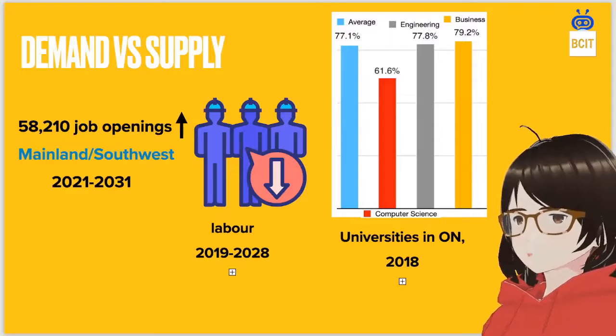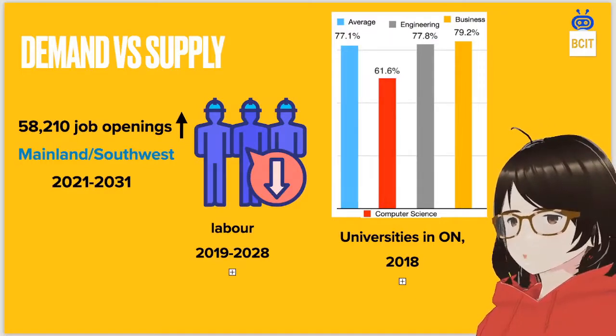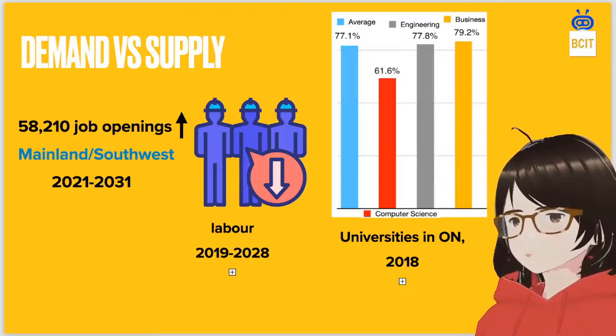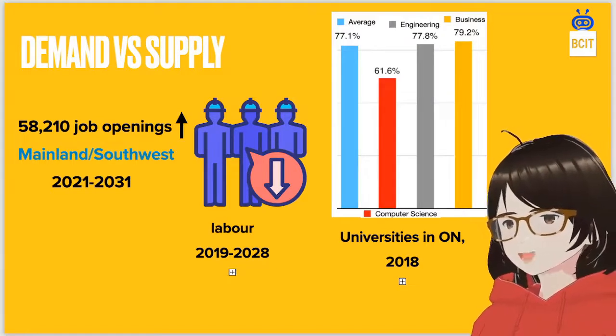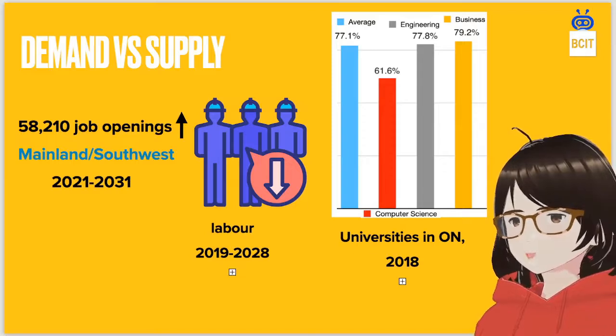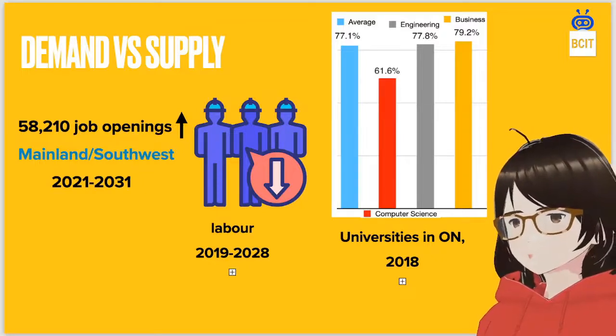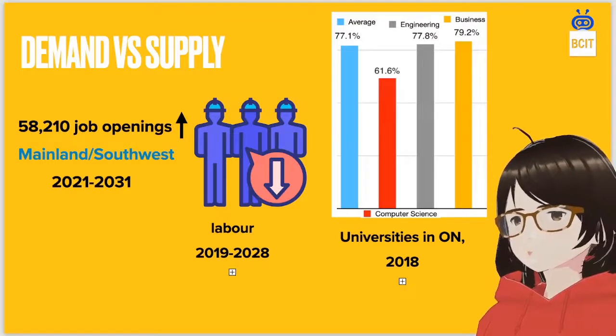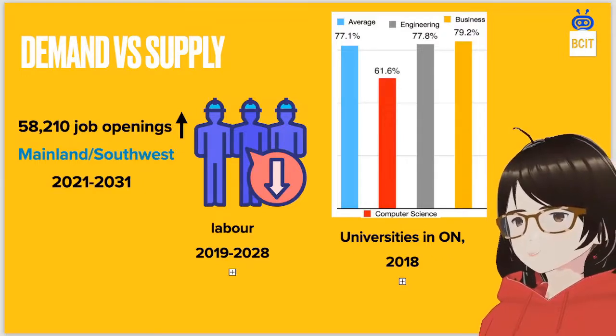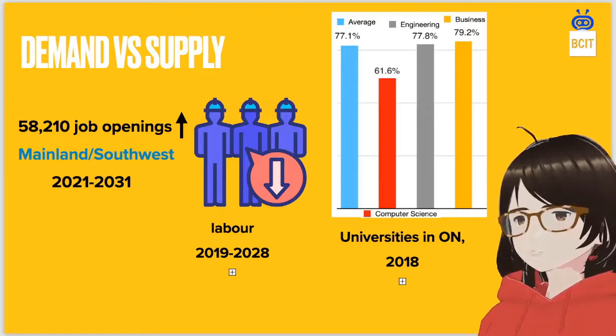WorkBC estimated that for the next 10 years, computer system design and related fields will see more than 50,000 job openings. And this is in mainland and southwest alone. At the same time, Canada Job Bank pointed to labor shortage at the national level in occupations such as software engineers and computer programmers. In fact, many Canadian universities reported lower rates of graduation from computer science compared to engineering and business and commerce.